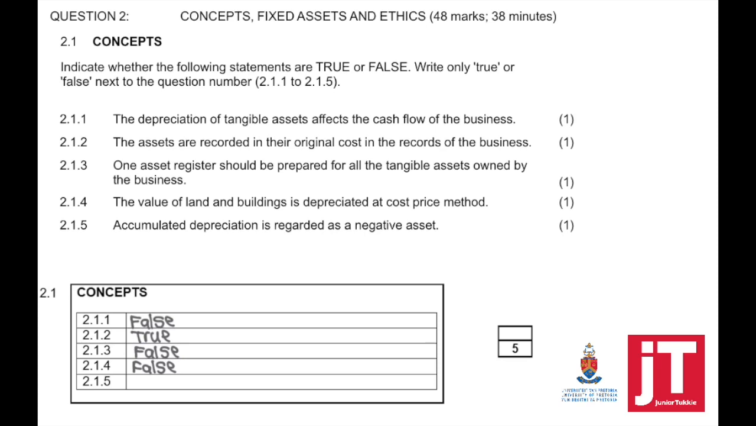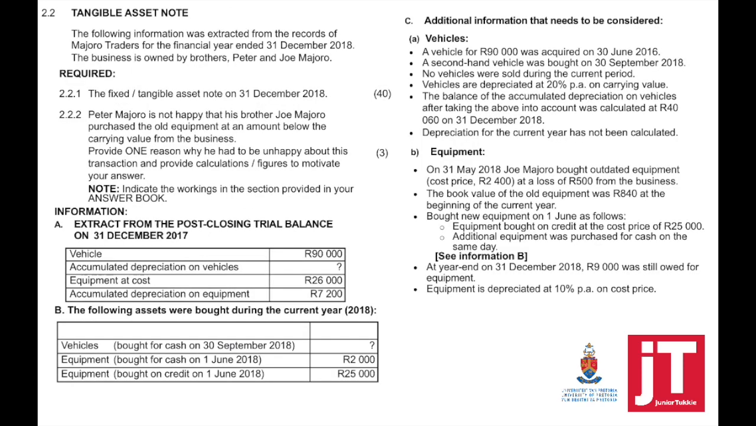2.1.5. Accumulated depreciation is regarded as a negative asset. That is true. It will be subtracted from the original cost. This forms part of your tangible asset note, which is non-current asset, note number 3.